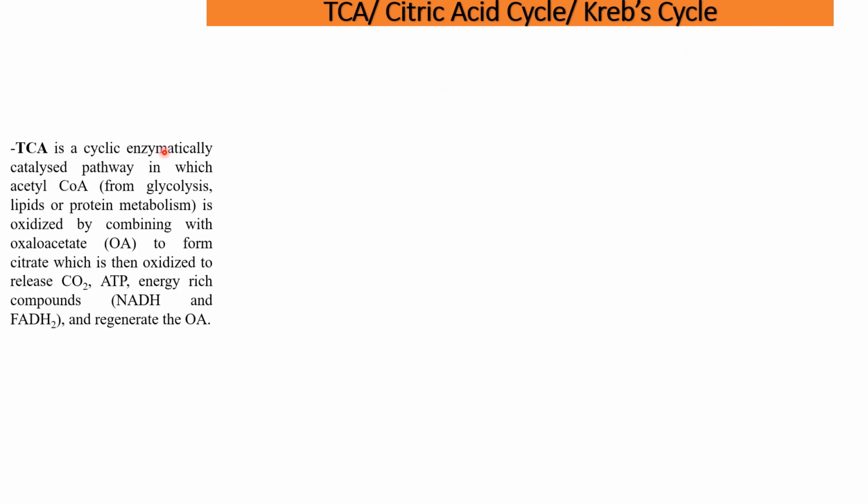Now, this particular cycle is a cyclic enzymatically catalyzed pathway in which the pyruvate produced in glycolysis is oxidized first into acetyl-CoA, and subsequently the acetyl-CoA is oxidized by combining with oxaloacetic acid to produce citric acid, and then oxidized to release carbon dioxide, ATP, and energy-rich compounds in the form of NADH and FADH2, and finally regenerate the oxaloacetic acid that had been used initially.